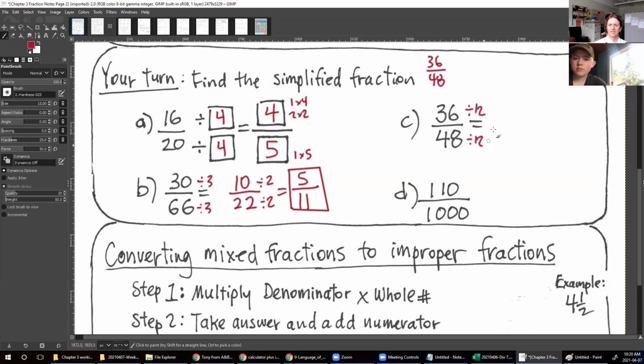Now, if that doesn't make sense, I'm going to do it the other way because I want to do it the slower way. 36 divided by 12 is 3, because 3 times 2 is 6, and 3 times 1 is 3. And the bottom, 48 divided by 12 is 4. Now, if you don't remember your 12 times tables, that's no problem. That's totally normal. What I'm going to do is I'm going to say, I could divide this by 6.